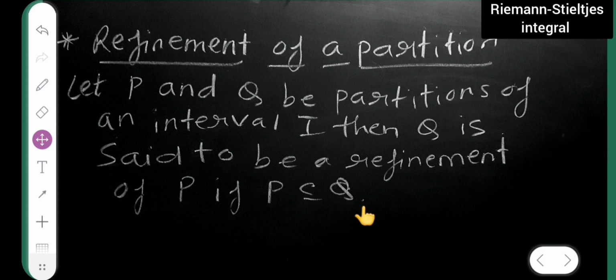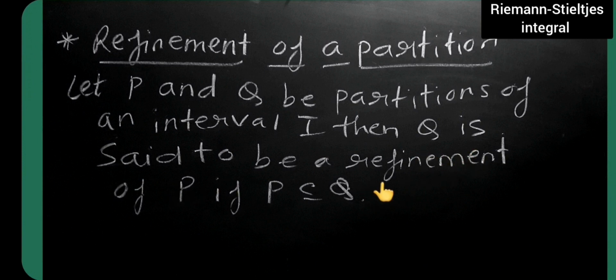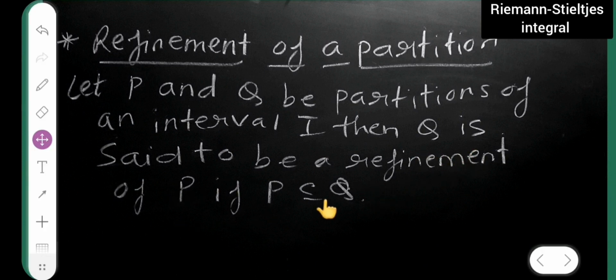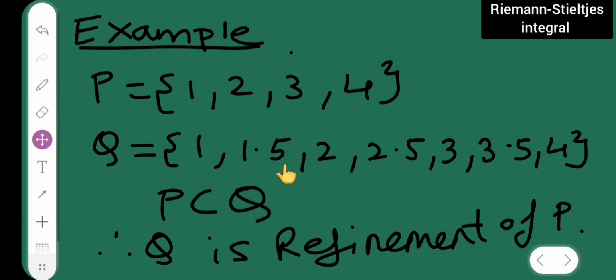Now I will explain all this with the help of an example. I say that Q is the refinement of P. So here is the example. Suppose a given set for you all, if I give a set 1, 2, 3 and 4, and Q is the other partition where it has 1, 1.5, 2, 2.5, 3, 3.5 up to 4.